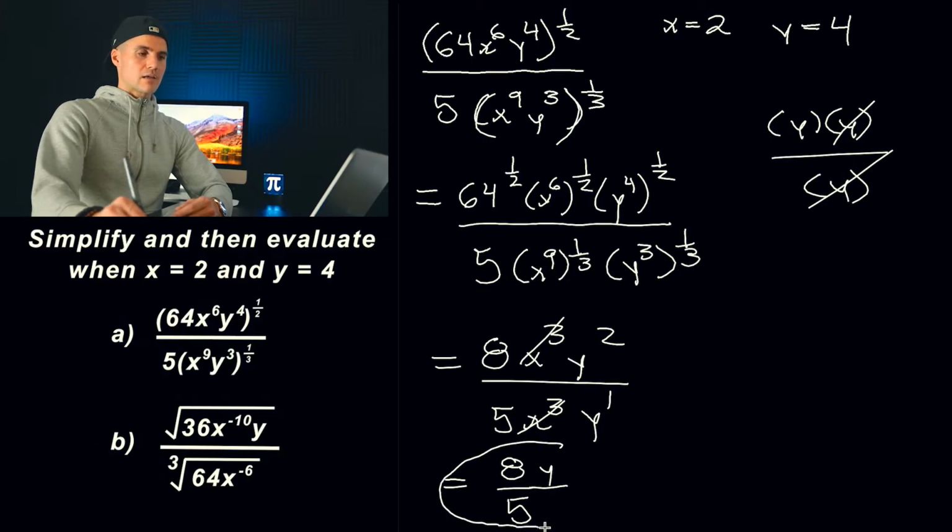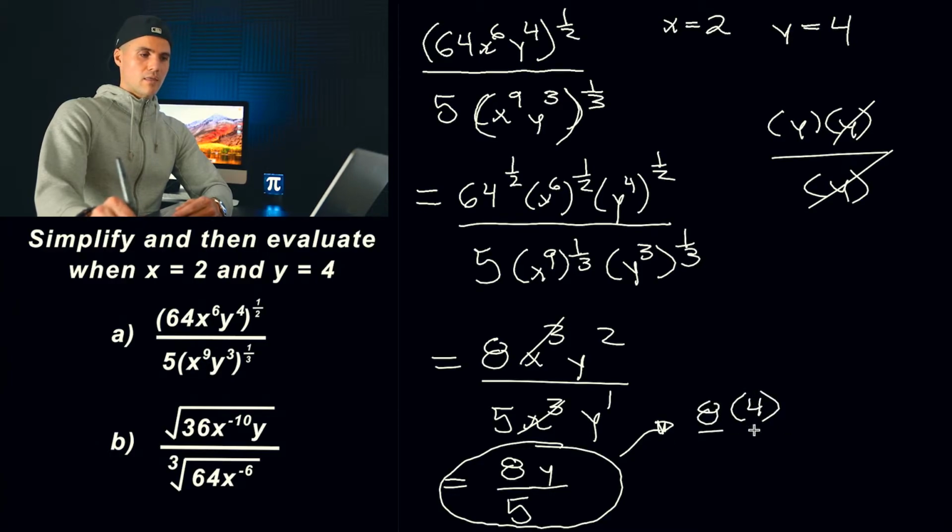And so that is what this expression is going to simplify to, and then we have to plug in the x value of 2 and the y value of 4. Notice there's no x values to plug in here, so we would just plug in that y value of 4, and what would we get? 32/5. So that is the answer to part A.